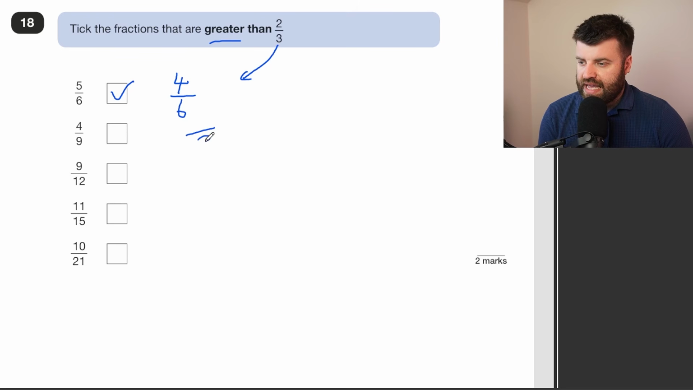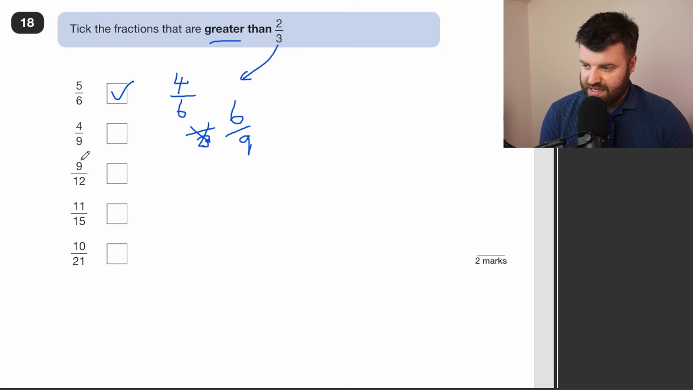4/9. Okay, well, again, I've got it in thirds. I don't want it in thirds. I want it in ninths. So 3 times 3 is 9. Do the same to the top. 6/9. Is 4/9 greater than 6/9? No, leave it. Next one, 9/12.